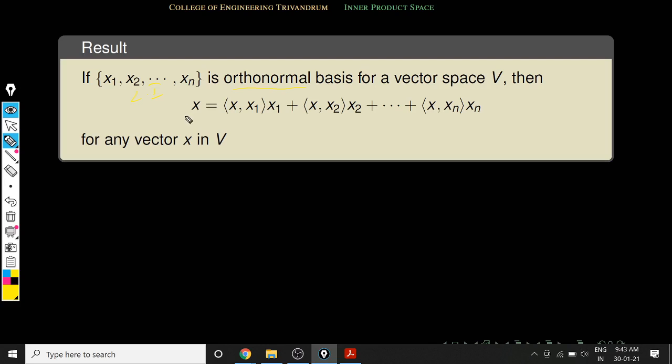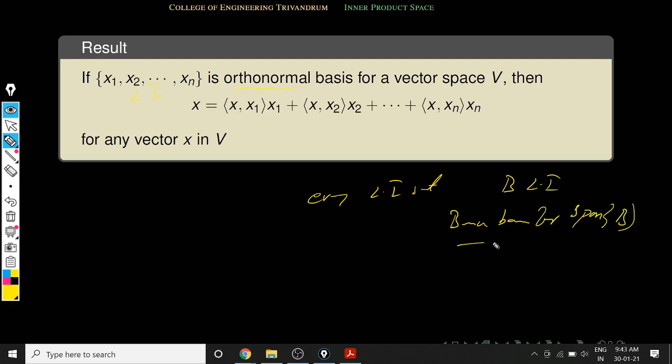Every linearly independent set is a basis for its span, right? Suppose B is a linearly independent set, then B is a basis for the span of B. Clear? Because B is already linearly independent, the space spanned by B is our space, so B is a basis for span of B. Anyway, this set is orthonormal, so it is a basis for some vector space. Then every vector in that space can be written like this.